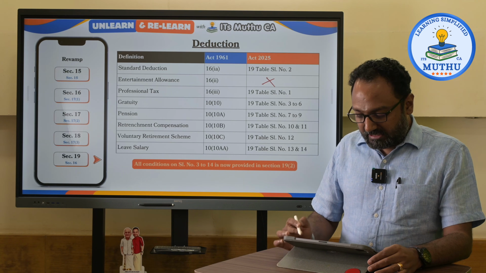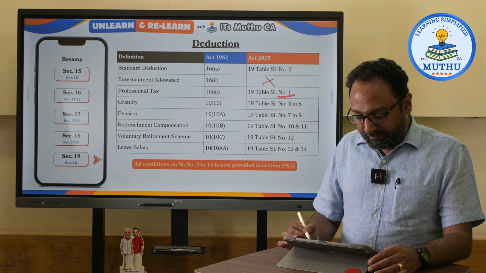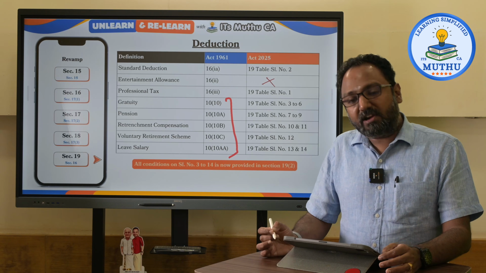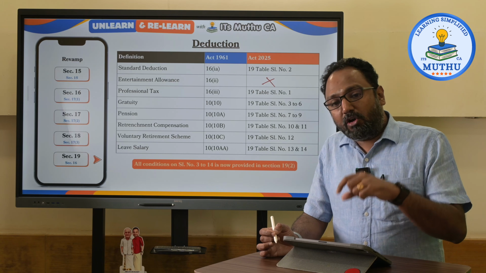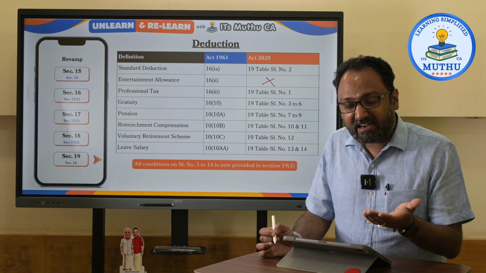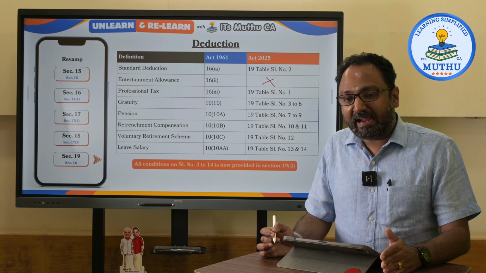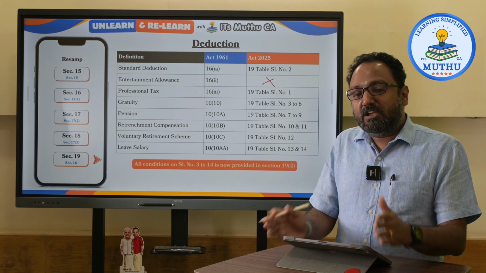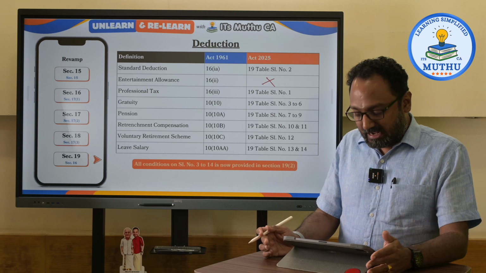Then you have professional tax, which is in serial number 1. Gratuity, pension, retrenchment compensation, voluntary retirement and leave salary. All of this which was part of section 10 is now moved to section 19. So from exemption to deduction, we have been already talking about this. So it has been moved from exemption to deduction.